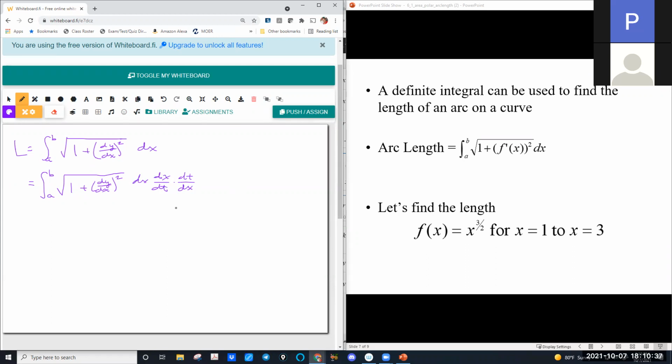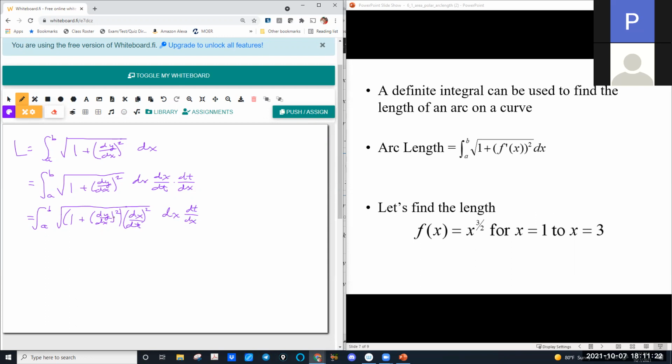Okay. Now, what we're going to do is take the dx dt and put it under the radical. So a to b of the square root of 1 plus dy dx squared. And if I put the dx dt under the square root, I have to square it. And I'll explain that here in just a second, so you guys can follow me. You got the dx dt, dt dx.